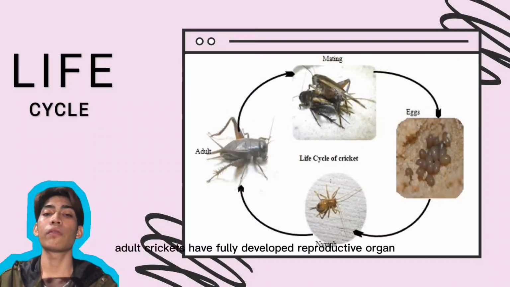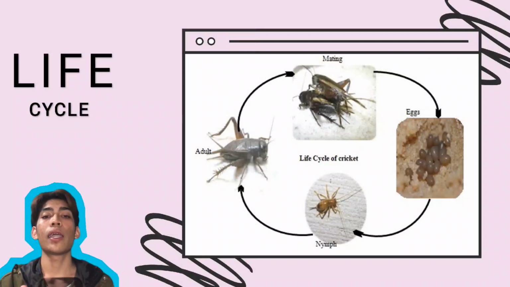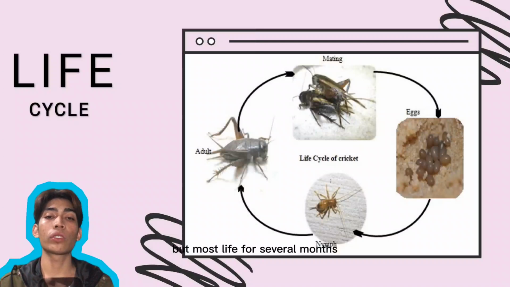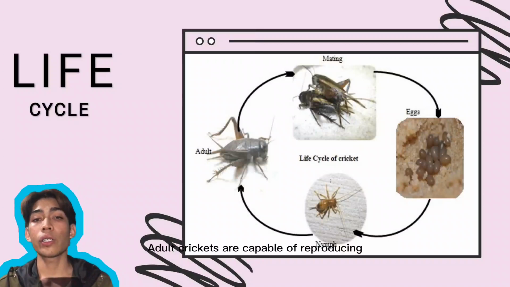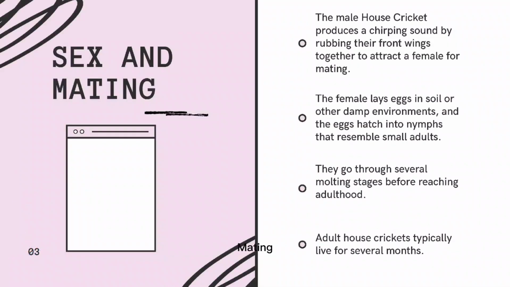Adult crickets have fully developed reproductive organs and are able to mate and reproduce. The lifespan of an adult cricket can vary depending on the species, but most live for several months. Adult crickets are capable of reproducing one or more times during their lifetime.